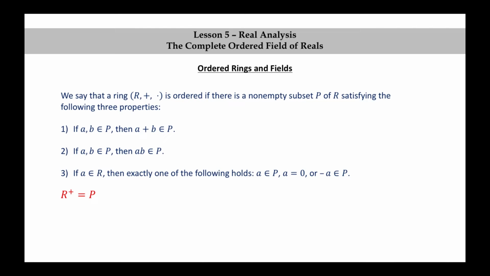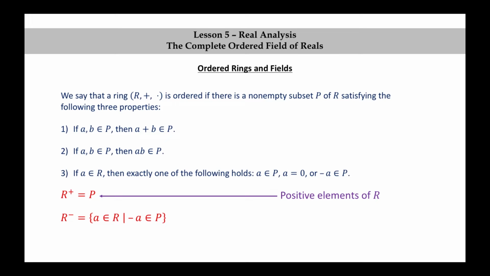R plus we define to be P, the positive elements of R, and R minus we define to be the set of A in R such that negative A is in P. These are the negative elements of R.